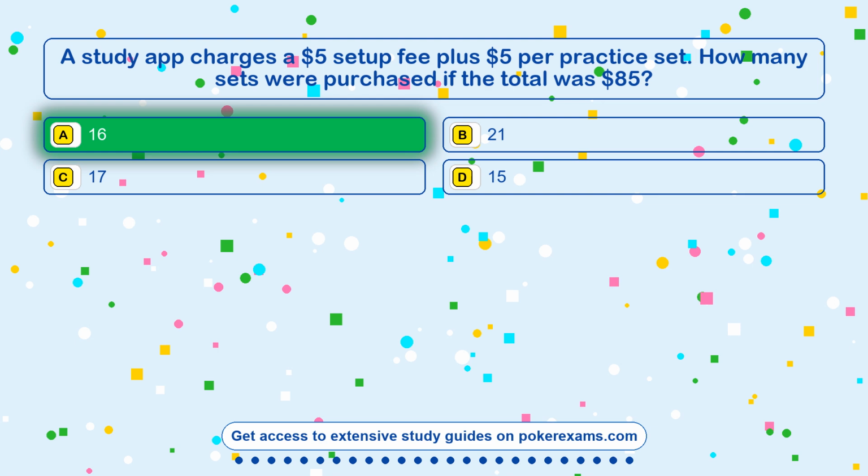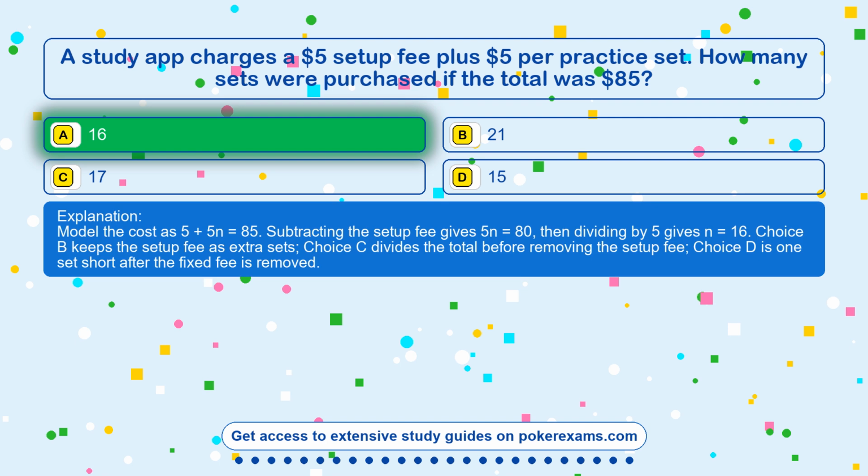The correct answer is option A, 16. Model the cost as 5 plus 5n equals 85. Subtracting the setup fee gives 5n equals 80, then dividing by 5 gives n equals 16.